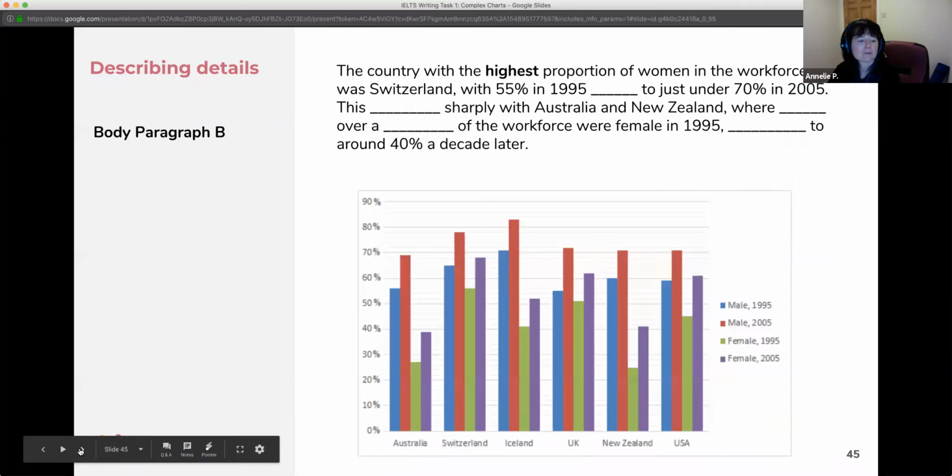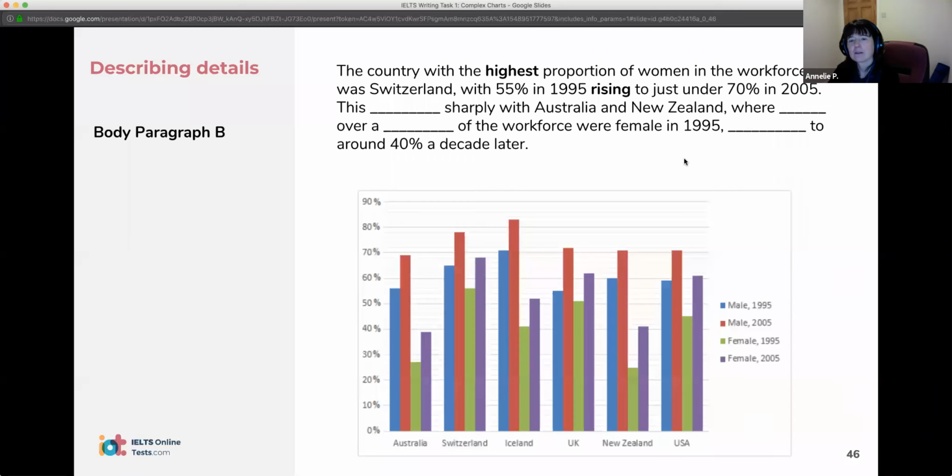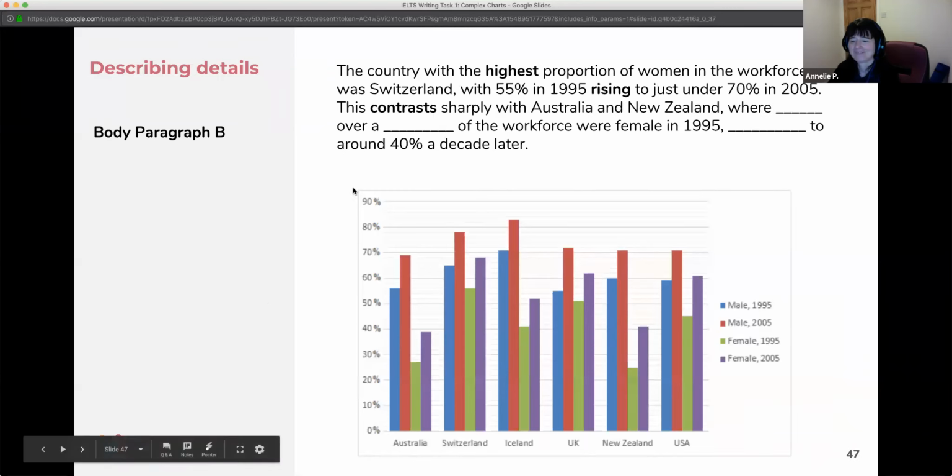So next one, this. Yeah, actually compared would work. Compared would work. Yeah. What are we going to put after this? Very good. Very, very good. Yeah, this contrasts sharply with Australia and New Zealand. Very good.